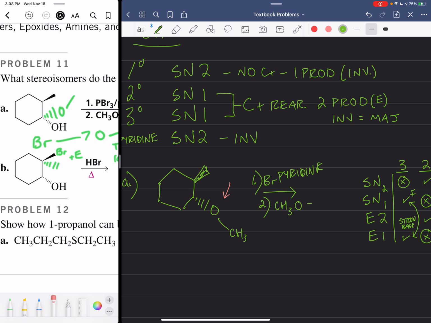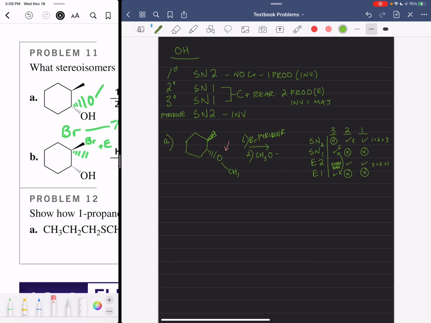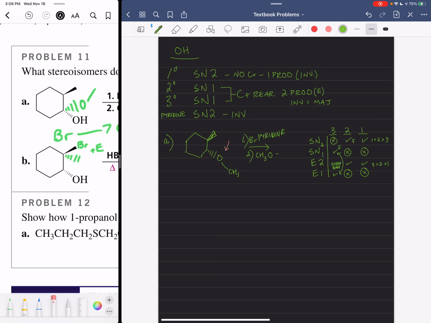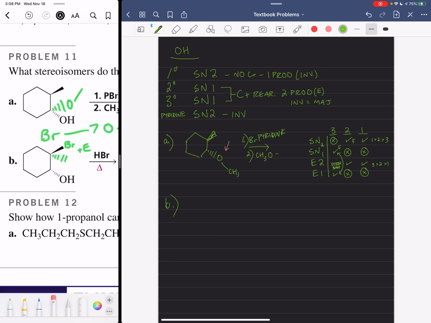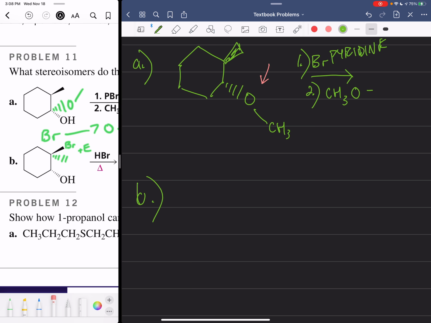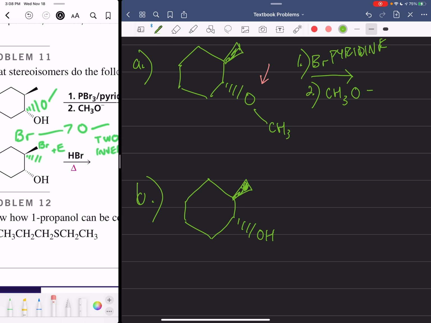So yeah, there's a lot to think about with these. So let's move on to B. This is really putting a lot of concepts together. So now we have a methyl here and our poor leaving group here. What are we adding? HBr, okay? We're just adding HBr.